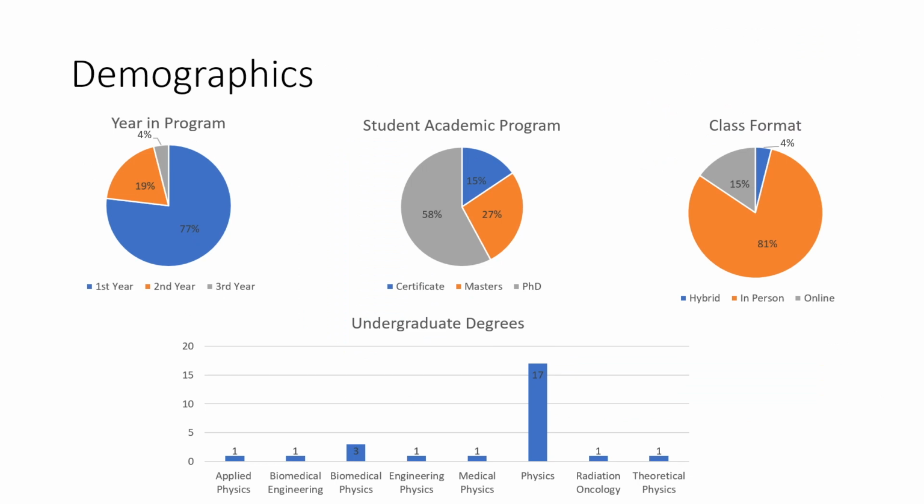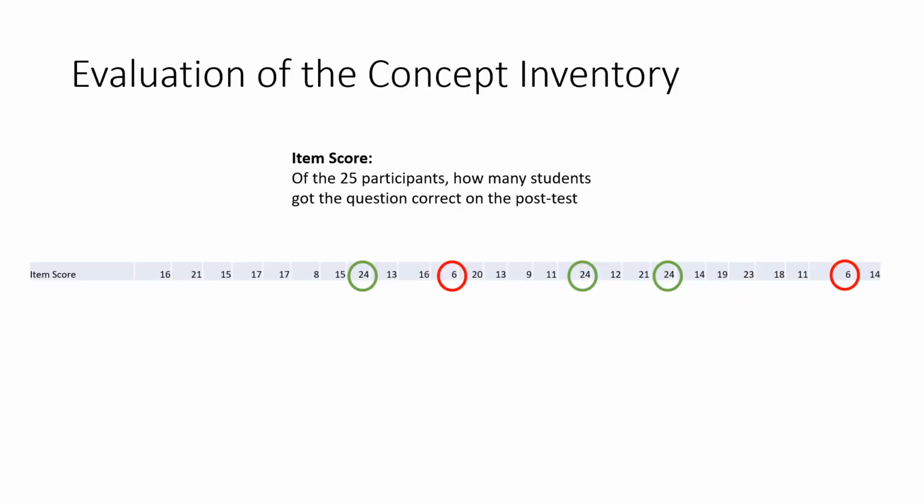Demographics are shown from 3 institutions, and a total of 25 students completed the pre- and post-test. The graphs show that many of the students in the study include first-year students in PhD programs who are taught in person with an undergraduate physics major. The results from the post-test were analyzed using classical test theory.